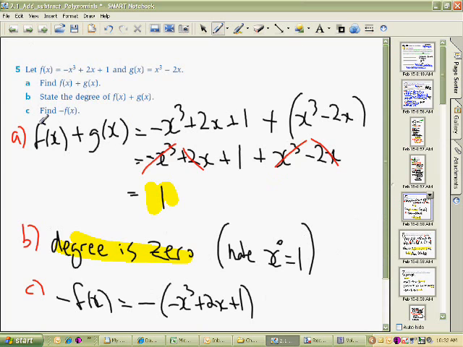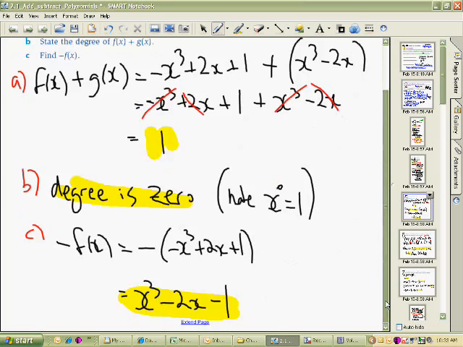This problem here, minus f of x, again it's just a matter of saying, well, okay, that is f of x. We just subtract, put the subtraction sign out the front, and when we put that through, that makes that one a plus, it makes that one a minus, it makes that one a minus, so there's your answer.